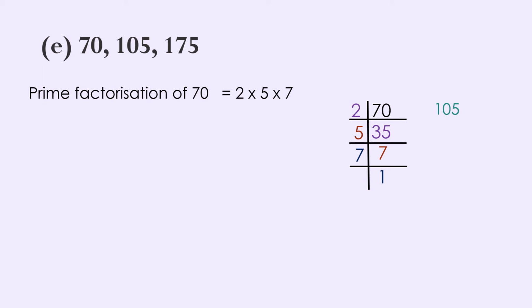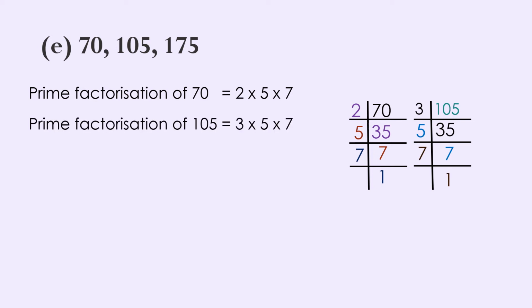Now let us write 105. Let's start from 3. 3 3s are 9. Remainder 1. So 15. 5 3s are 15. So 35 into 3 is equal to 105. 5 sevens are 35, 7 ones are 7.